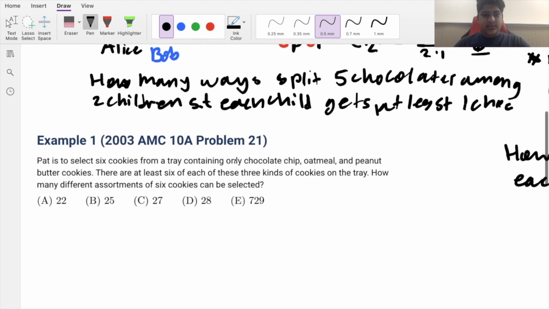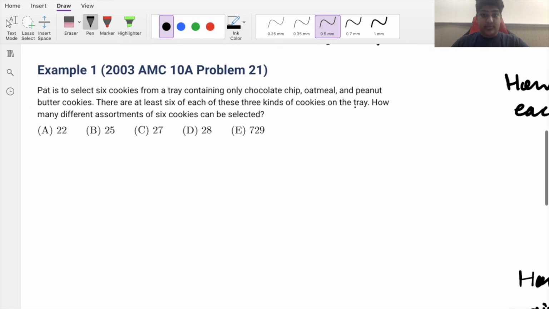So, since we're trying to use stars and bars, what are the groups that we want to choose and what are the items that we want to choose? Well, the 3 different types of cookies could potentially be our groups. These 3 types are chocolate chip, oatmeal, and peanut butter. Now, what are the items? Well, we need 6 cookies from the tray, so the cookies are the items.